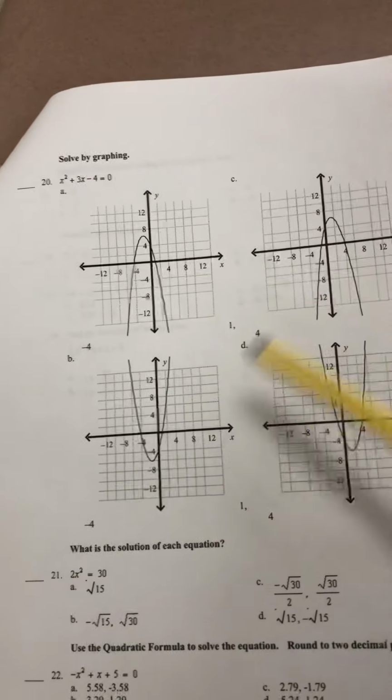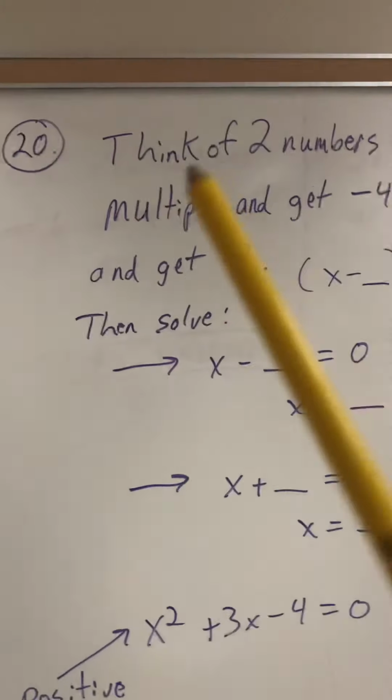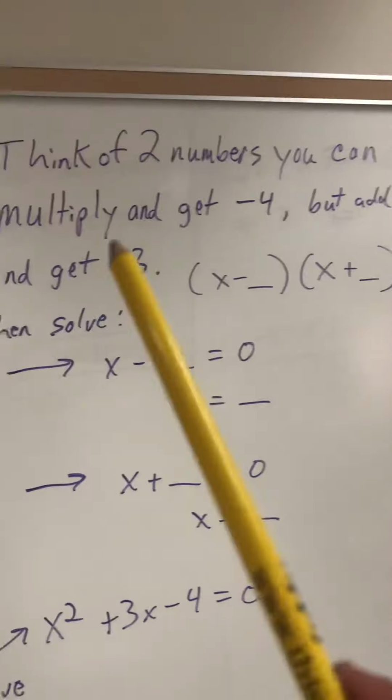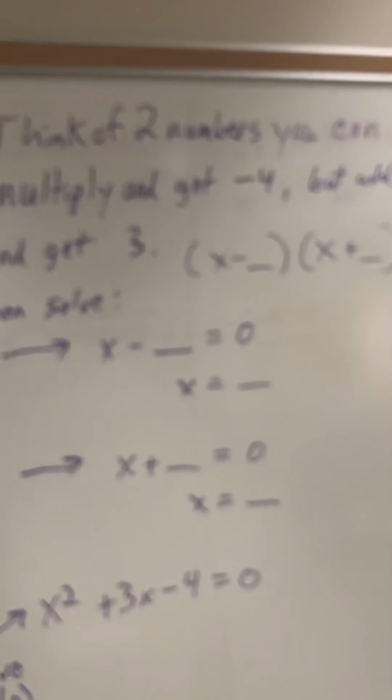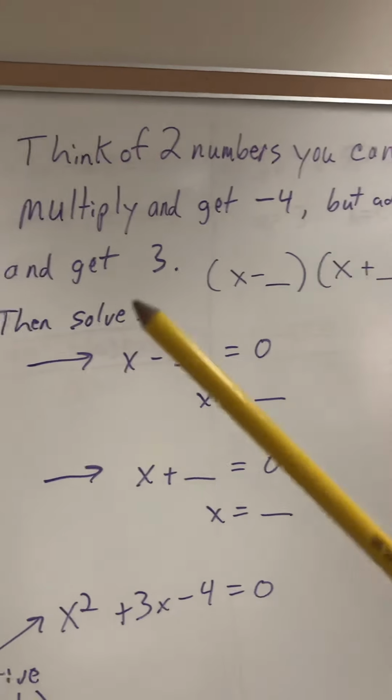This one, you're basically doing the same thing, but they give you graphs. Okay, given graphs for 20, think of two numbers you can multiply to get negative 4, but add to get 3.